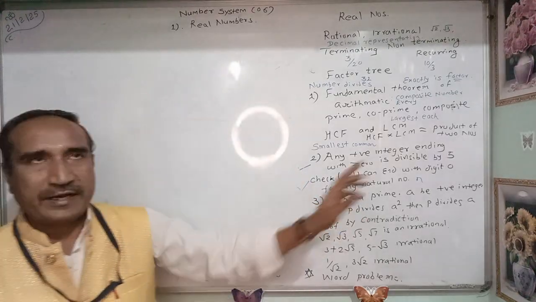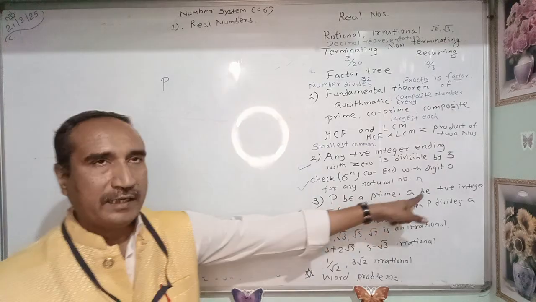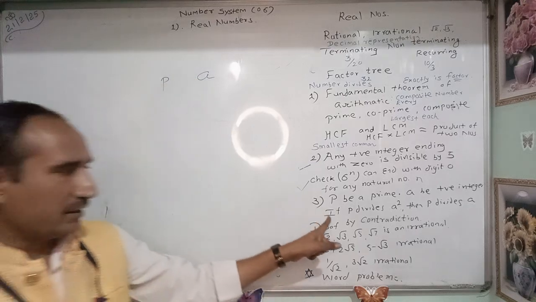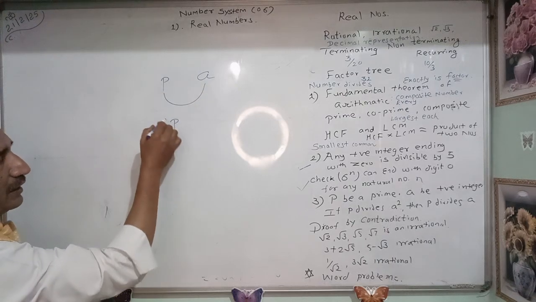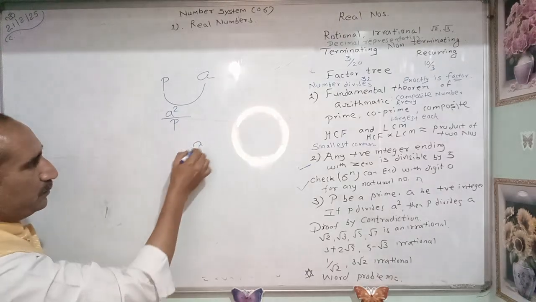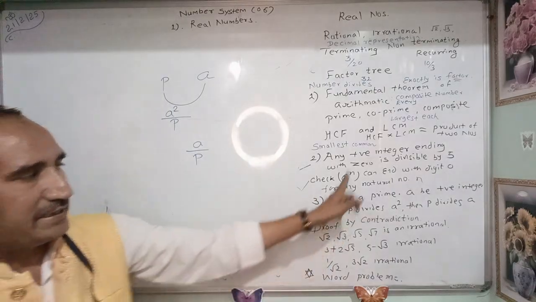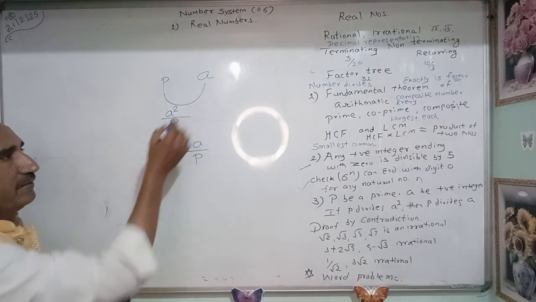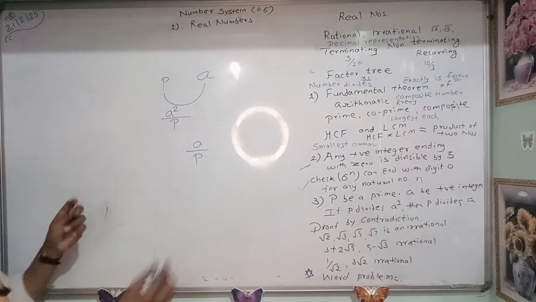Let P be a prime number and A be a positive integer. If P divides A square, then P divides A also. This is a very, very important concept. Now let's see it with an example.